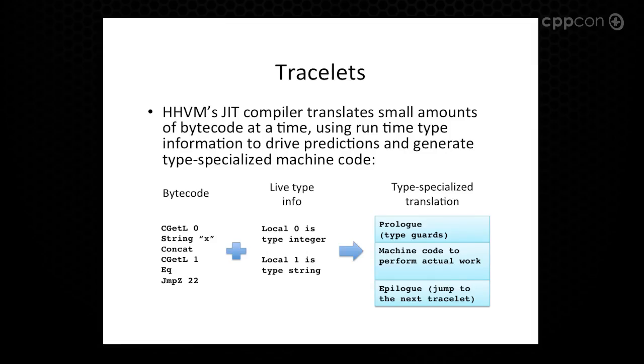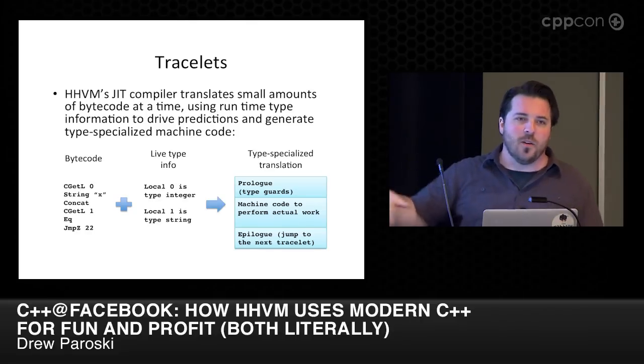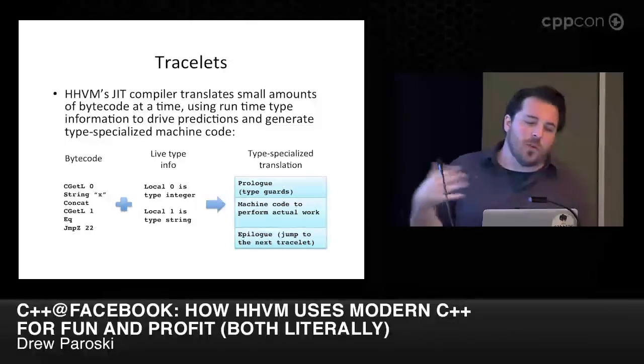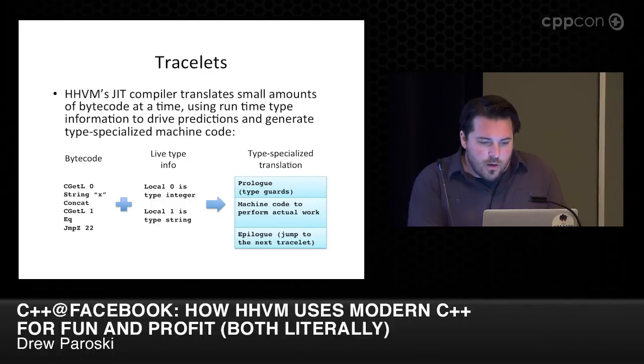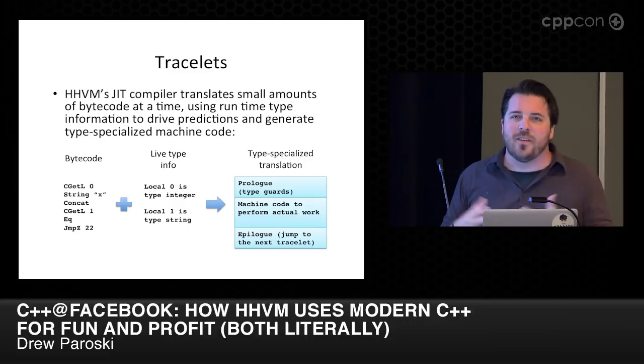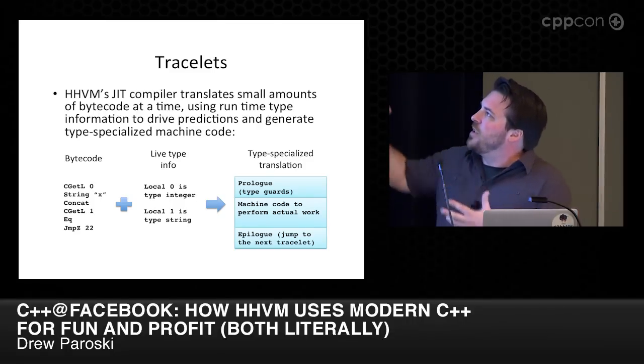And once we hit a basic block of bytecode that we want to execute, we take that bytecode and then we observe live type information. For example, maybe local ID 0 is an integer and local ID 1 is a string. And those two together are taken to generate a tracelet.